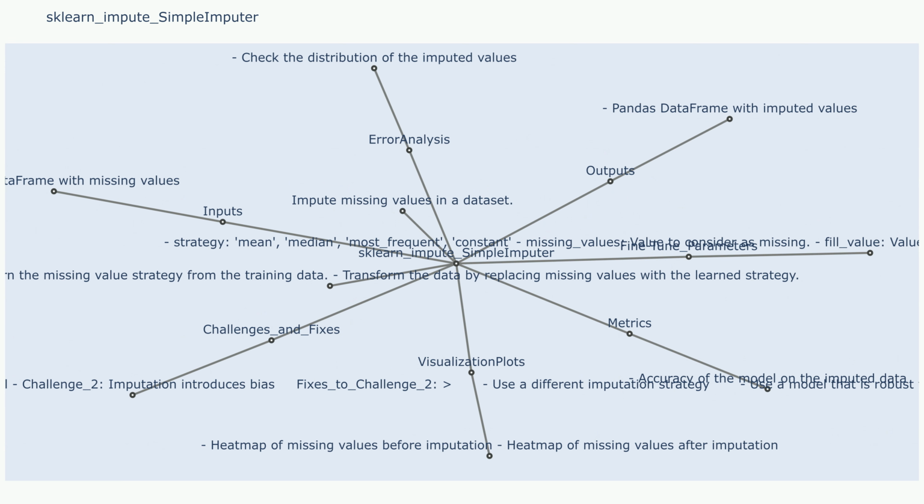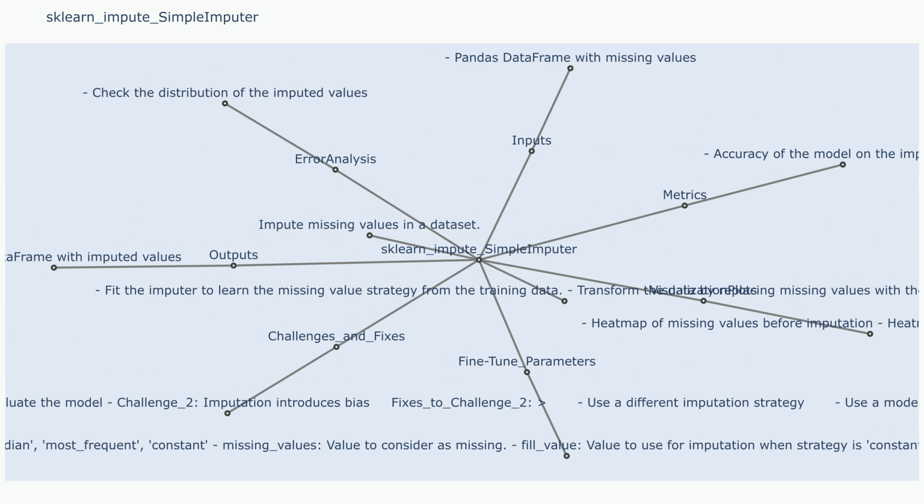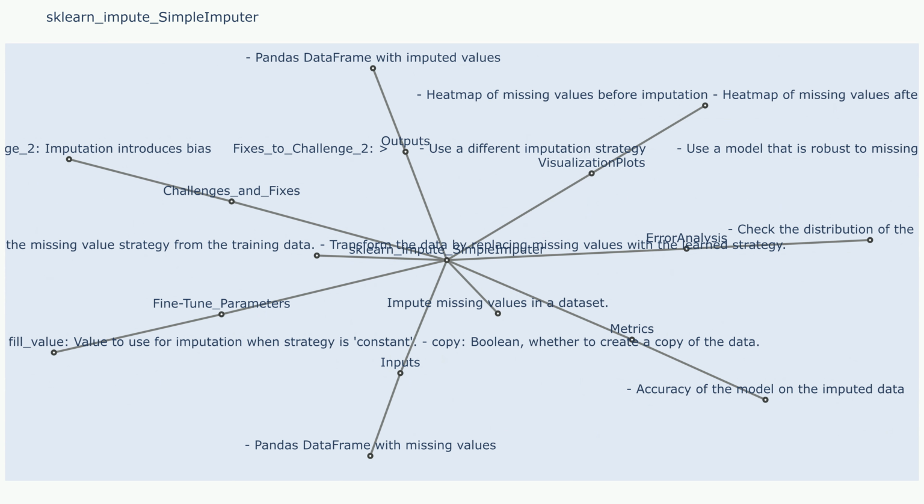Imputation metrics. Imputation accuracy: this metric measures the effectiveness of the imputation method. It can be assessed by comparing the imputed values with the original known values. Data distribution preservation: this metric measures how well the imputation method preserves the distribution of the data. It ensures that the imputed data doesn't introduce significant bias in the overall dataset.